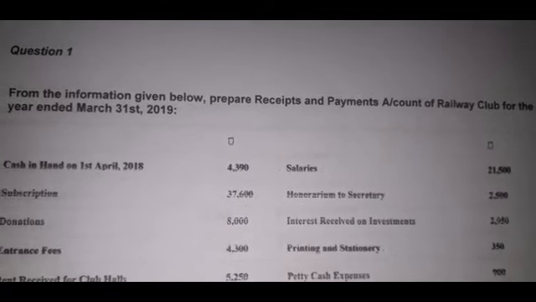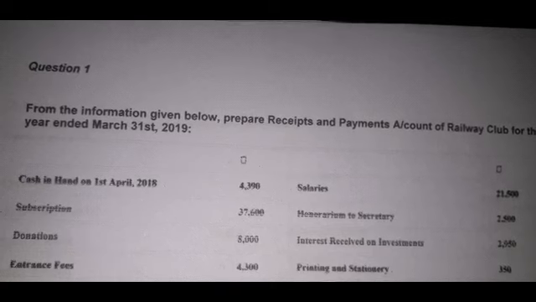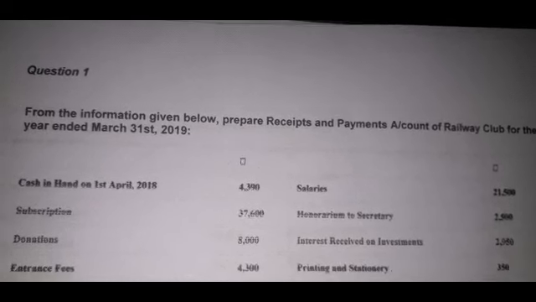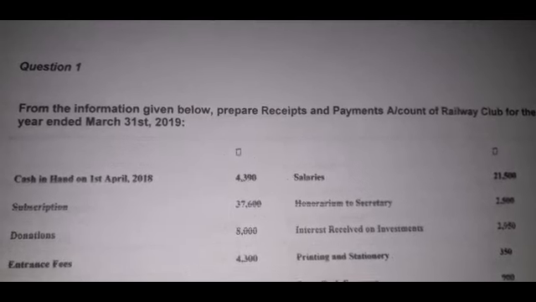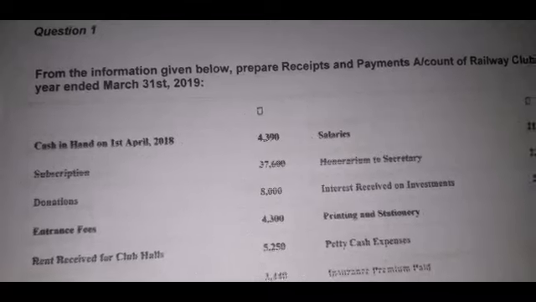This is question number 1 given in the study material on 18th April. So better you download these questions and keep these questions in front of you before solving. Now, how do we prepare a receipt and payment account?